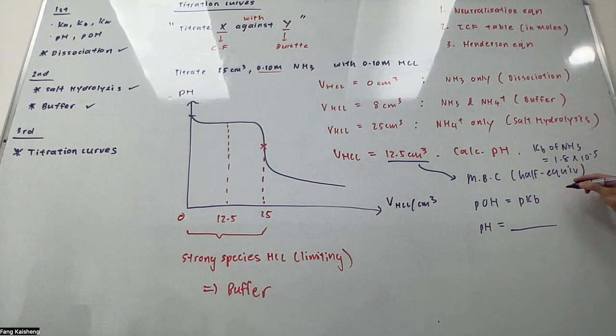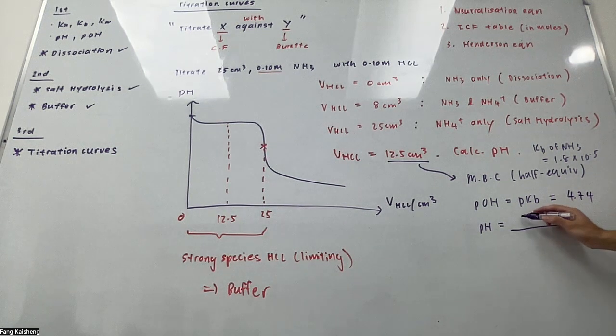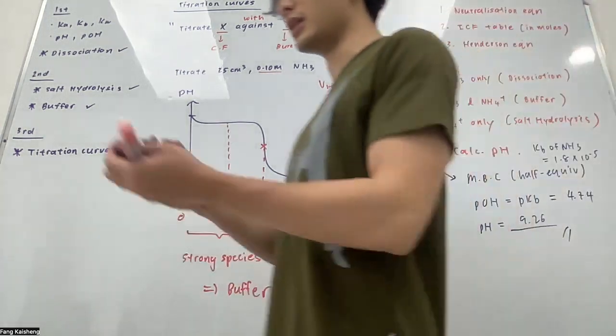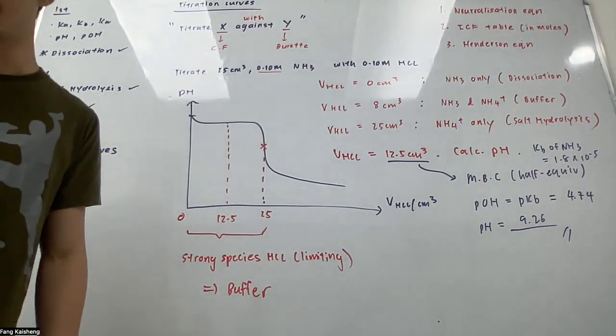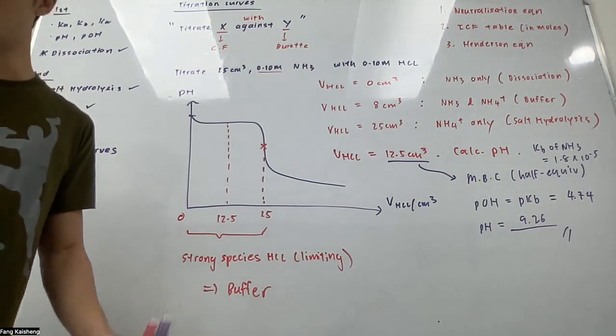9.5. Yeah, okay, what's the pOH? pOH is 4.74, right? So the pH is? Yeah, okay. Very fast, no calculation needed, as long as you know your concept. Okay, so far. We're looking at a final graph now. Any questions? Good luck.